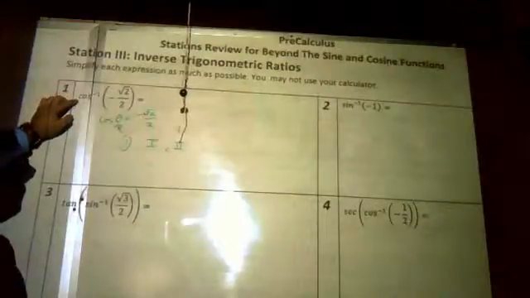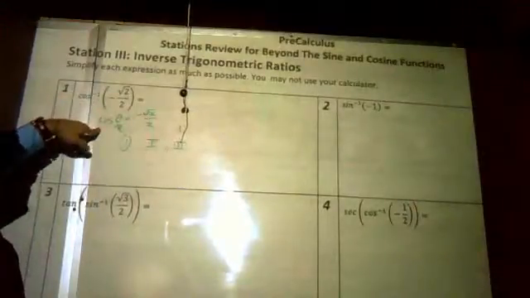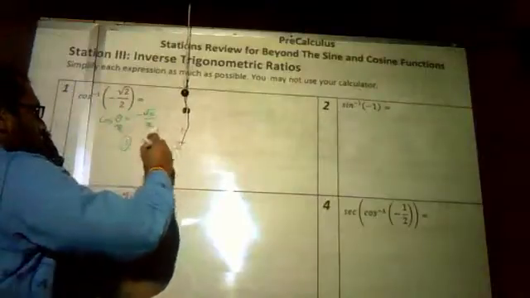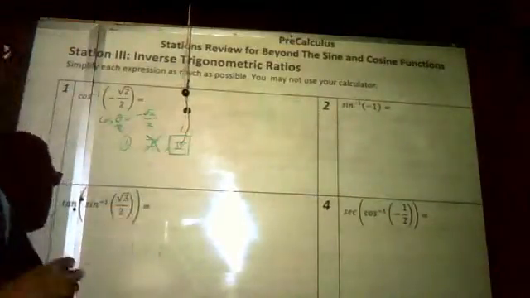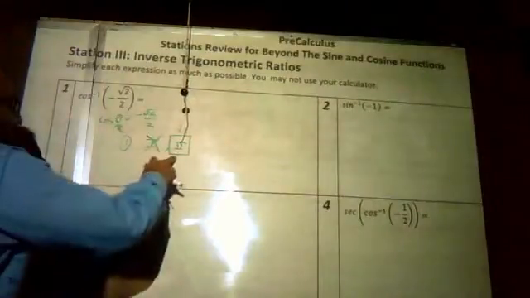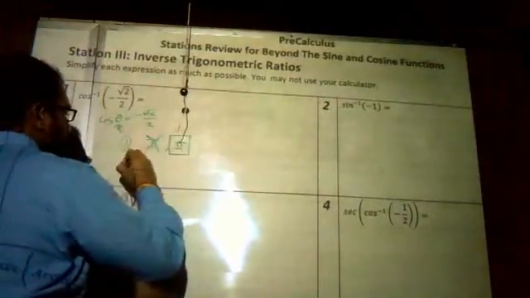So where is the cosine function going to be negative? Well, not quadrant 1, because all are positive in quadrant 1. But quadrant 2 is where the cosine function is going to be negative. So we're going to say quadrant 2 is where we're going to be.